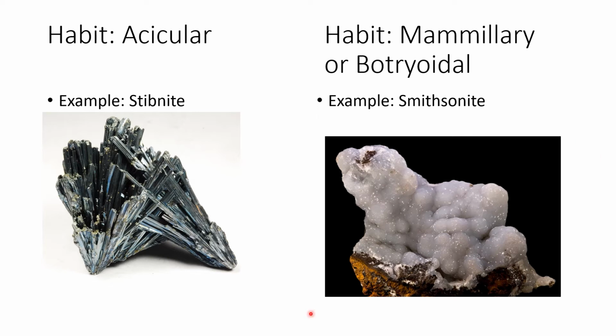So this is stibnite. This is our example of acicular. And then we have the mammillary or botryoidal, which is very similar. Okay, both are globs of crystal very close together. They fall under the category of coliform. Okay, if it's just one glob, it's called globular, and we'll go over that in a second. But this is smithsonite. This is an example of a botryoidal mineral, and you can see it looks like a bunch of little blobs.